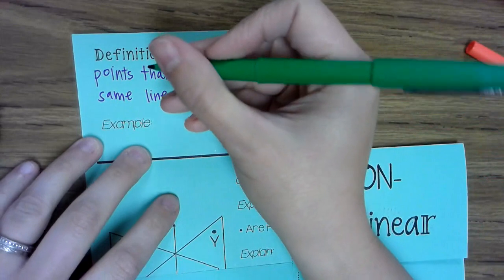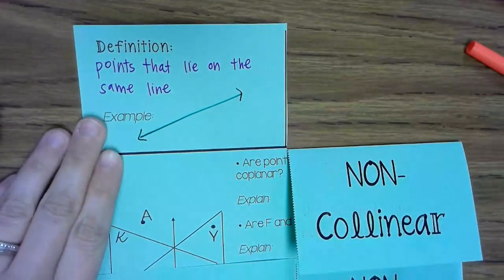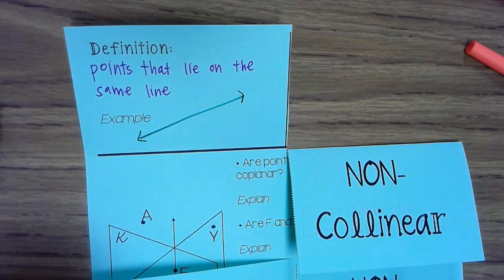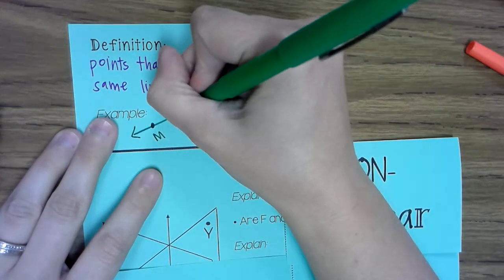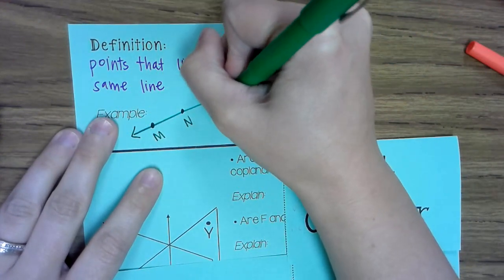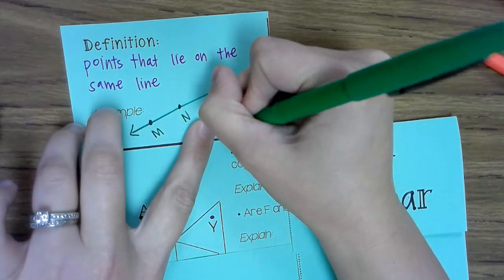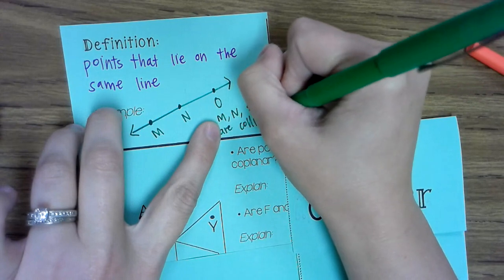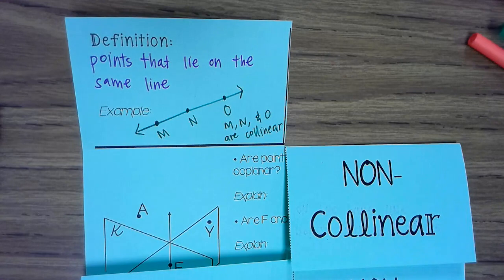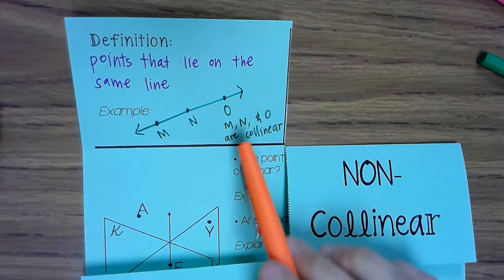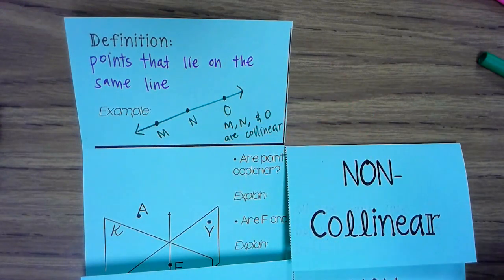So here's an example of what that could look like. Here is a line. And if points on a line are collinear, they're on the same line. You could say that M, N, and O are collinear. Now, remember we talked about this in our last video. When you write points, you don't have to write anything in front of it. Just a capital letter means point. So M, N, and O, meaning points M, N, and O, are collinear. They're on the same line.